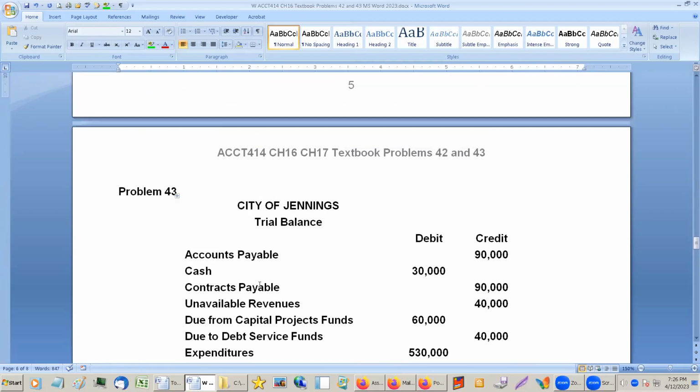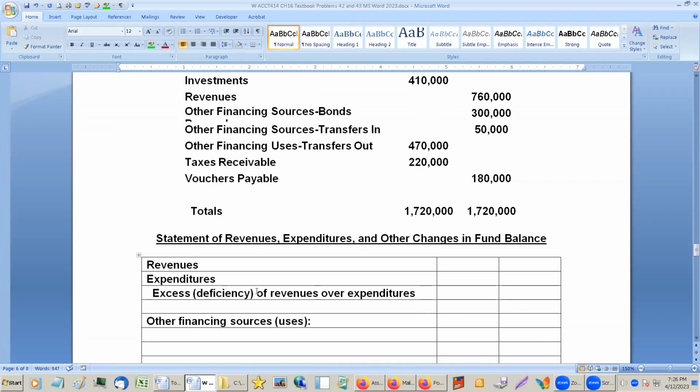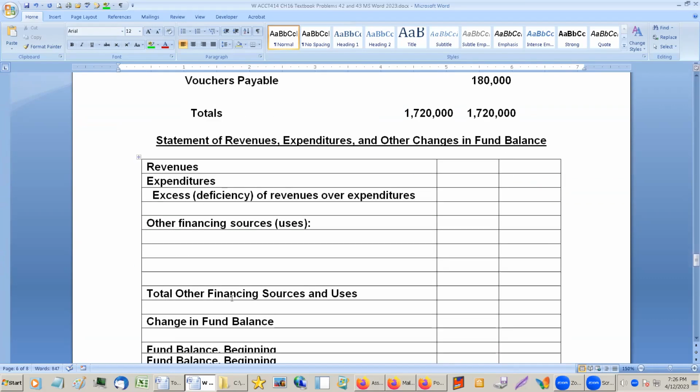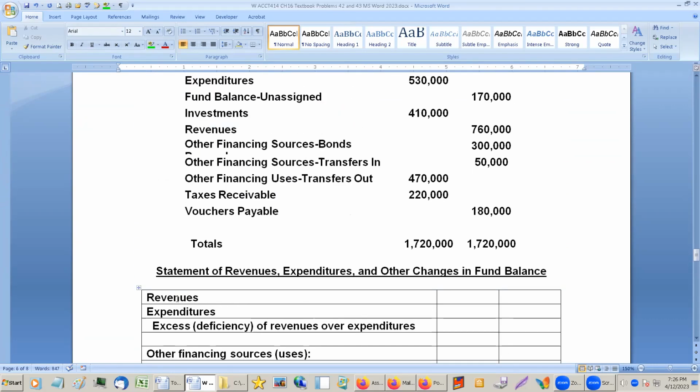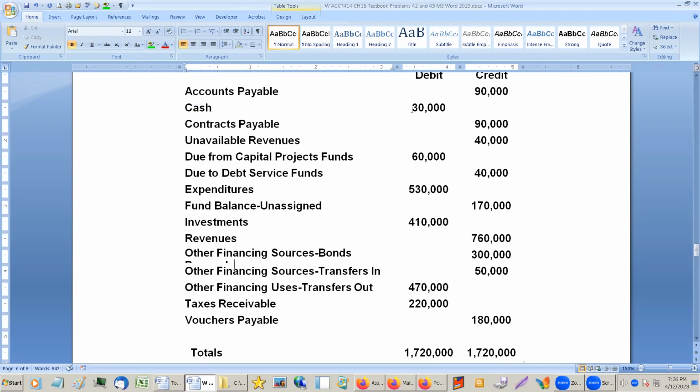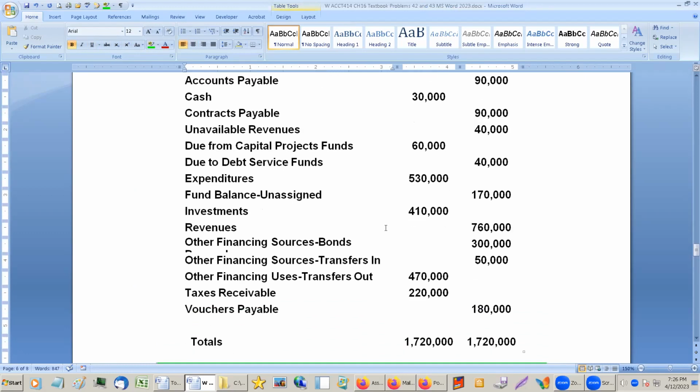Okay. So what we're going to do here is fill in the financial statements. The first one we're going to do here is basically the income statement. And we're going to use these accounts up here to fill it in.